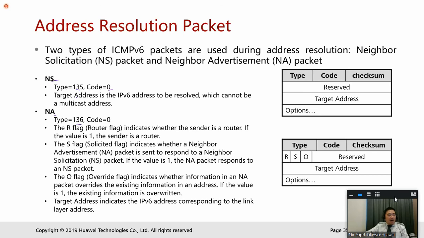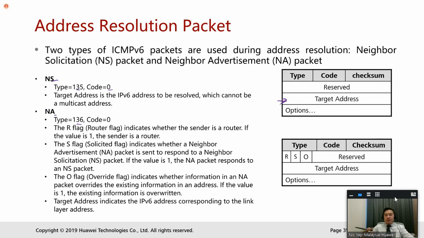For the NS, the target address is the IPv6 address to be resolved, which cannot be a multicast address. The target address means the address you want to refer to, the destination for which you want to get the MAC address. Based on the target address you put, you trigger a request to resolve this target address's MAC address. The link layer address of the NS is encapsulated into the option. What type of encapsulation are they using? That is on the NS.